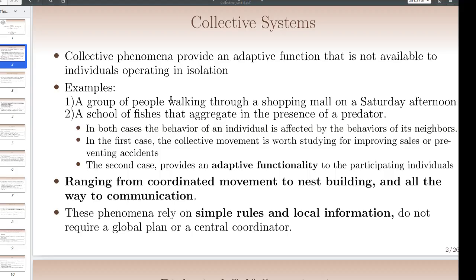But in the first case, the collective characteristic or the movement is worth studying for improving the sales or preventing accidents. But in the second case, it provides an adaptive functionality to the participating individuals or agents. Collective phenomena can range from coordinated movement to nest building, and sometimes some kind of communication can be treated as a collective characteristic. These phenomena rely on simple rules and local information. They do not require any kind of global plan or central coordinator.